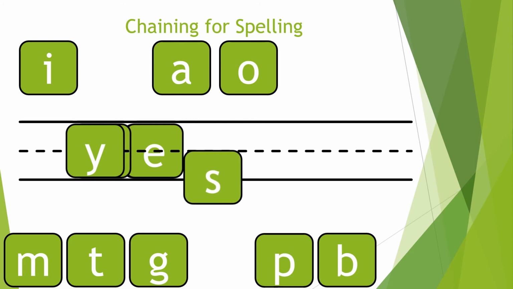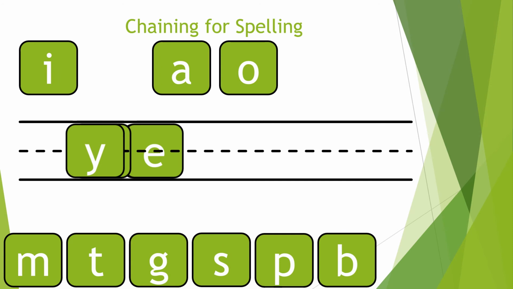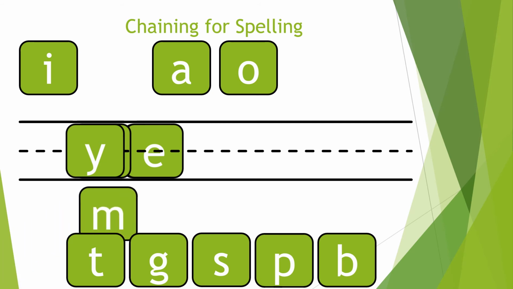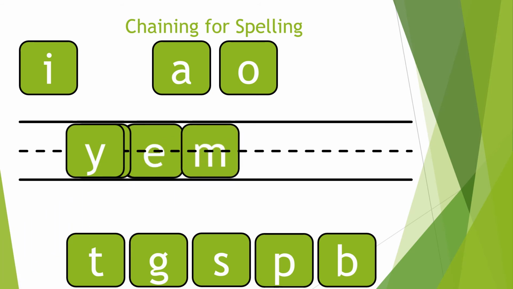Let's take away that S. Let's make this word yum. I need to add a letter. That letter is M. Y, E, M. Yum.